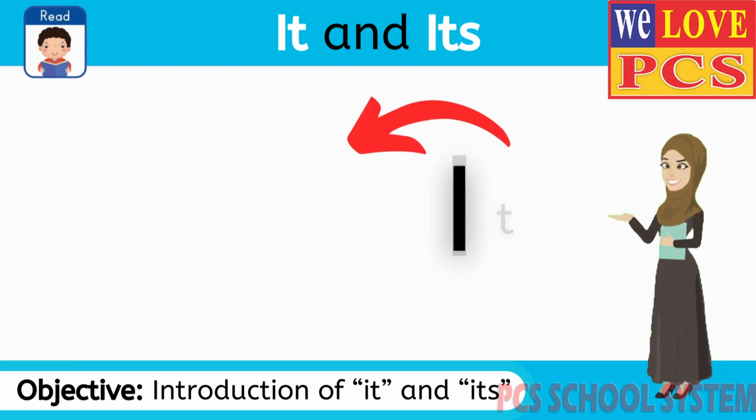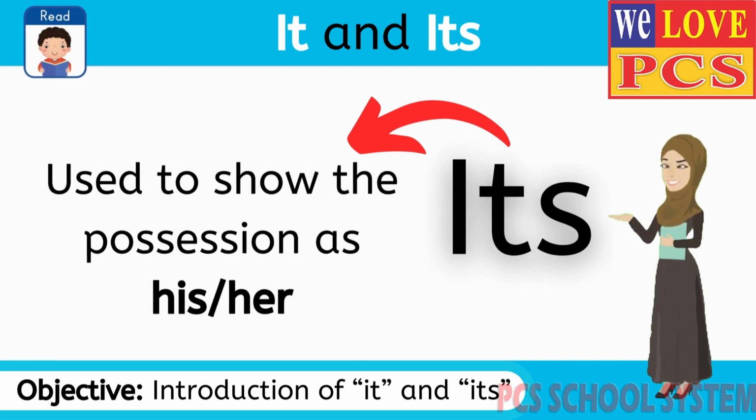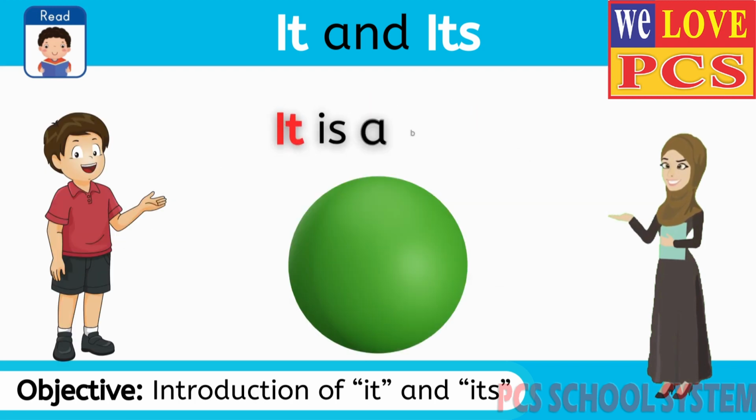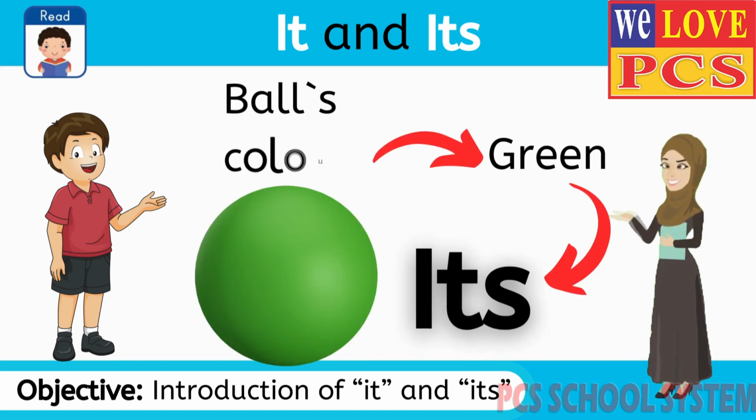Its. Dear friends, its is used to show the possession in the same way as his and her. For example, it is a ball. Its color is green. Dear friends, here its is showing the possession with the ball, so we used its.